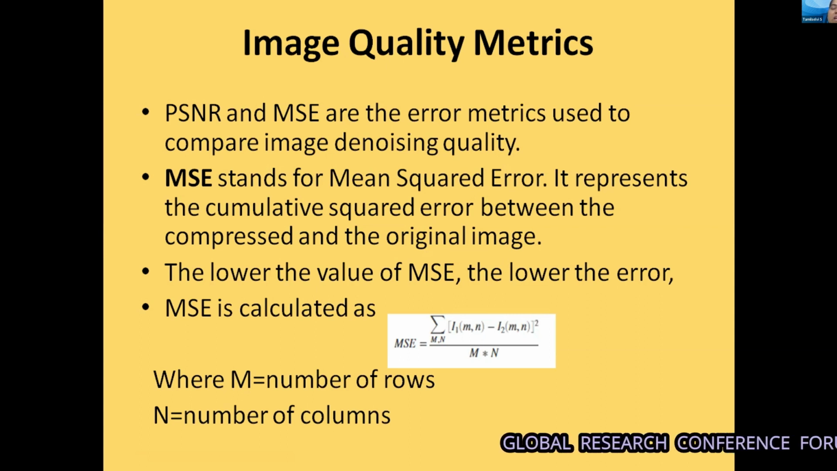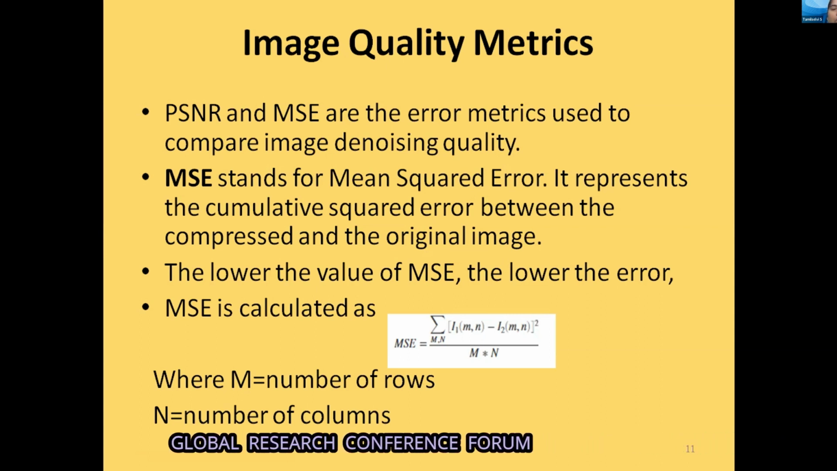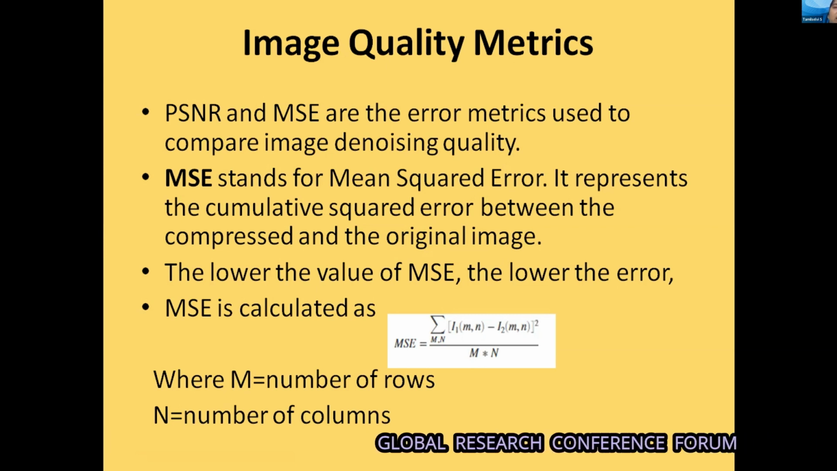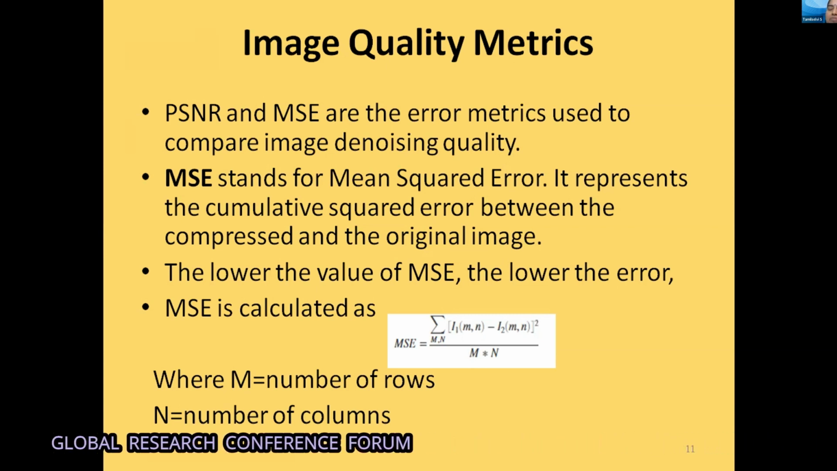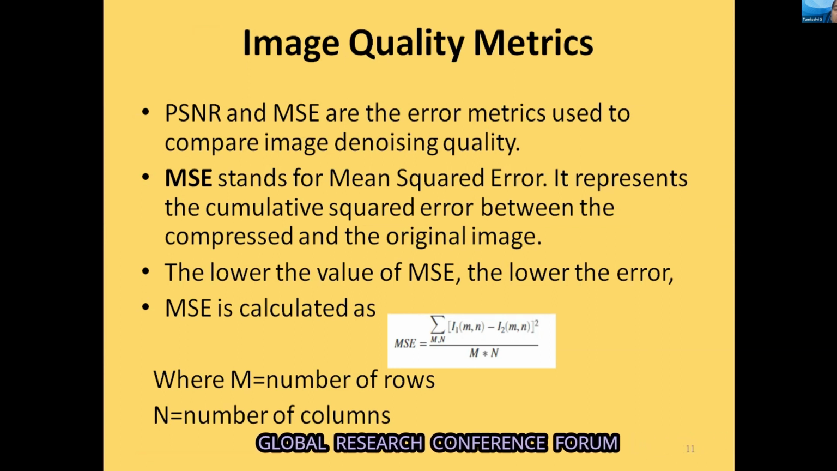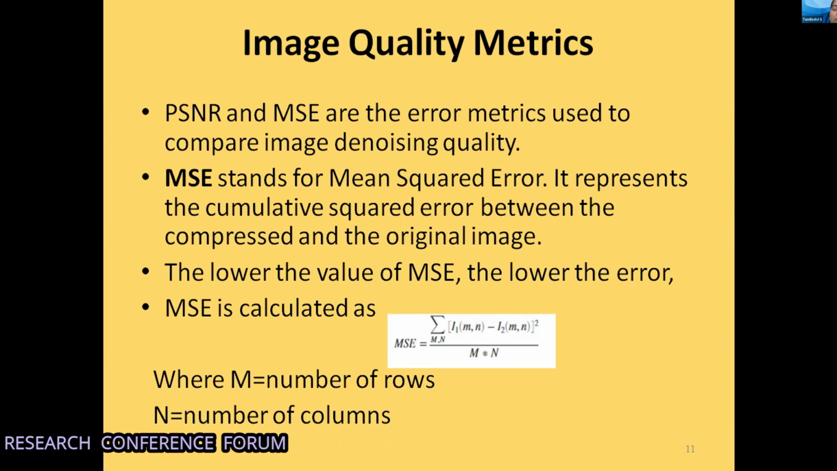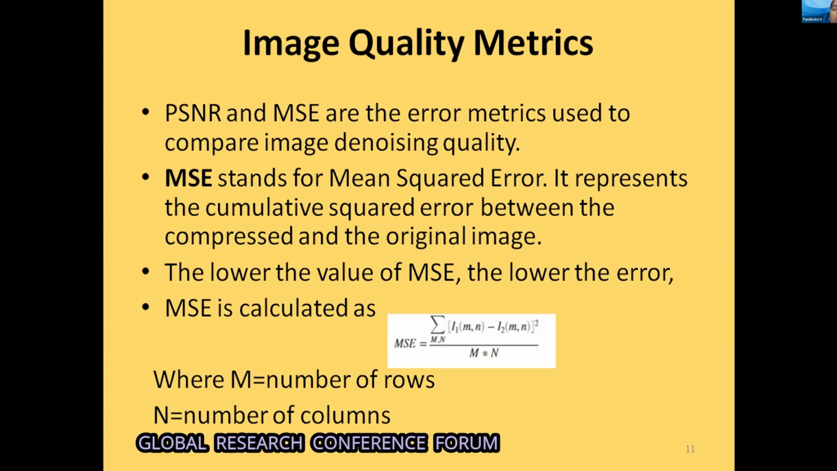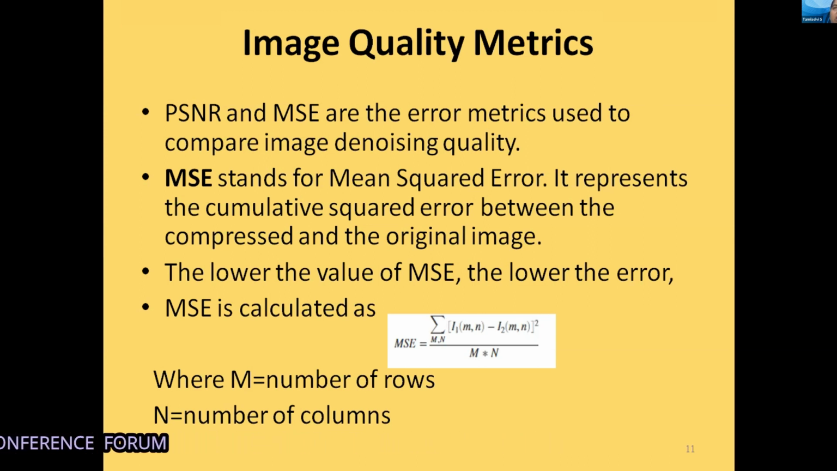But this PSNR refers to the peak signal to noise ratio, and mean square error is also used. One of the presenters has used mean square error as well as mean absolute error. These are all very good error metrics. Whenever we compare the original image and the denoised image with mean square error, we see what the ratio of error is. Based on that, we can conclude the image quality.